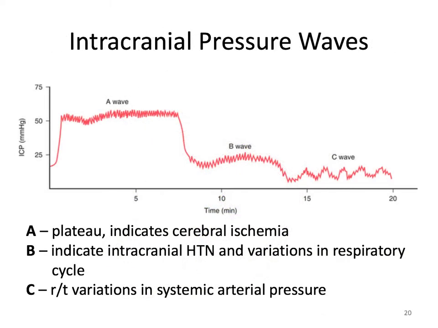With intracranial pressure monitoring, you'll see these different waveforms. An A wave is referred to as a plateau, and it indicates cerebral ischemia. A B wave indicates intracranial hypertension and variations in the respiratory cycle. The C wave is related to variations in systemic arterial pressure.